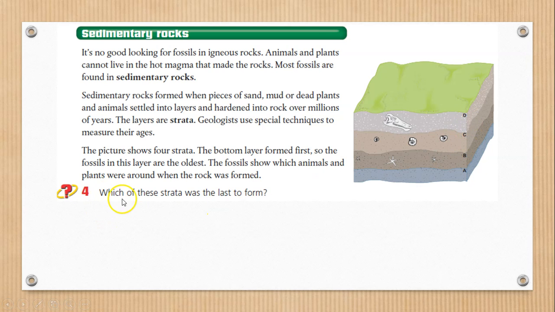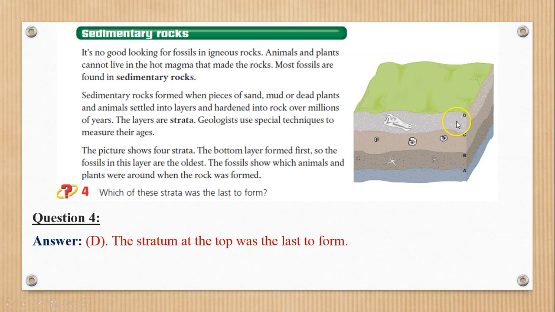Question number 4: which of these strata was last to form? Of course, D, because it's the topmost layer, so it was the last to form. The first to form was A, then B, then C. The last to form was D.